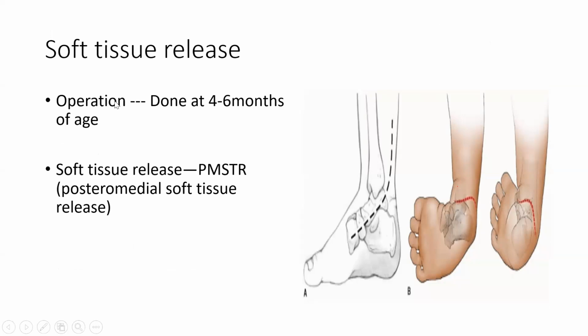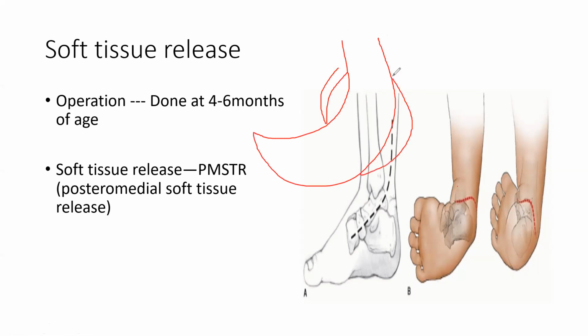What is soft tissue release? In soft tissue release, the muscles which are contracted, or the ligaments which are contracted, are excised or cut. Okay, so if you see this is an inversion of foot, so these ligaments are very much contracted and these ligaments are very much stretched. So what you have to do, you have to cut this ligament. If you are cutting this ligament, this foot will become straight. So this is the principle of soft tissue release.